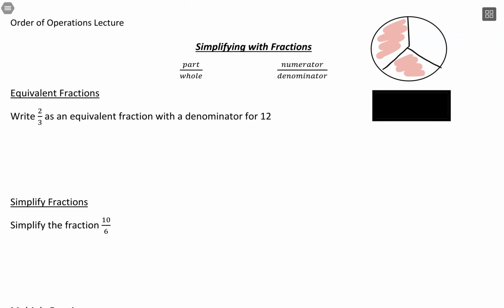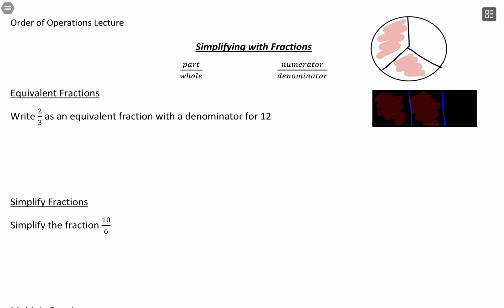Like I said, we could do a rectangle, and if we cut that up into thirds, so we have our 3 pieces of a whole, and we have 2 of them, so 2/3.